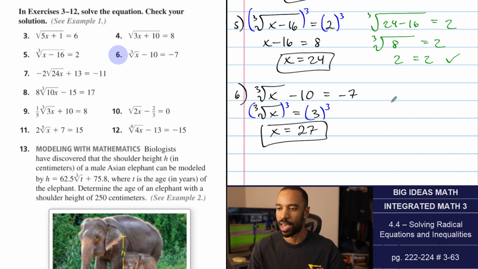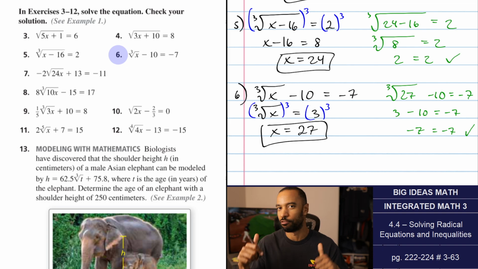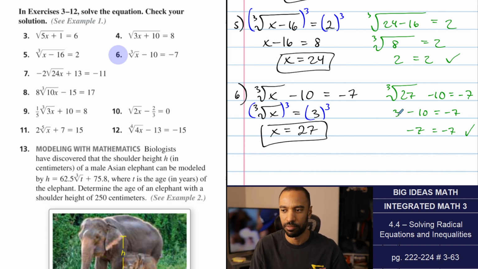As a double check of that, the cube root of 27 minus 10 equals negative 7. And we get now 3 minus 10 equals negative 7. And that's true. Negative 7 equals negative 7. Try and get to the very bottom of it. Don't just say 3 minus 10 is negative 7, confirmed. Just make sure you write this right side as it is and get to the left side.